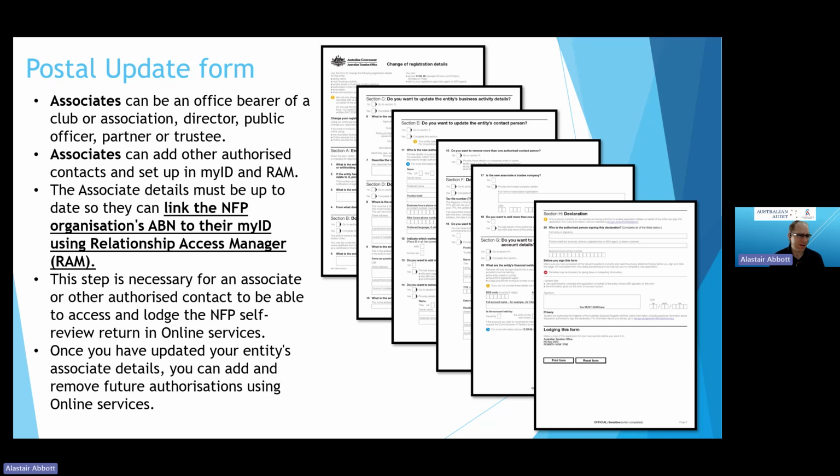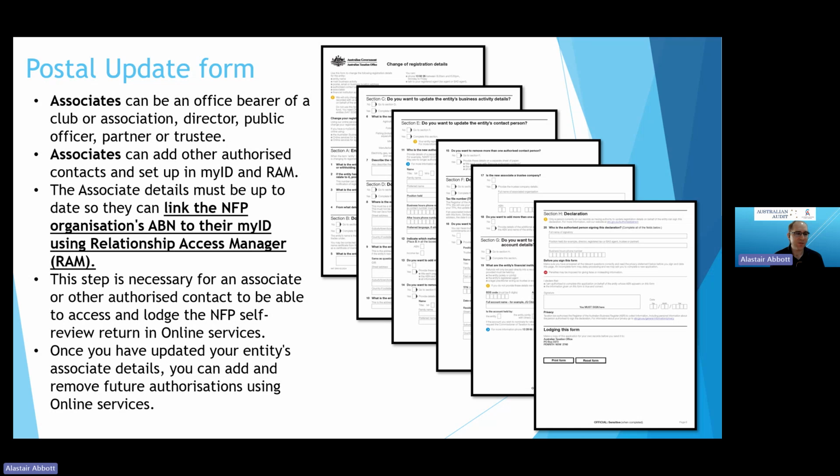There's a lot of acronyms that the ATO uses here, but the things that I've put on the slide there is about MyID and RAM. Some of you may be familiar with that terminology of MyGovID, and I guess they worked out that it was too confusing between MyGovID and MyGov, so they rebranded it to MyID. MyID is that digital identification system from the ATO, and they have this other system that they call Relationship Access Manager.